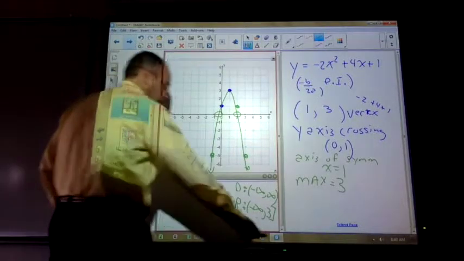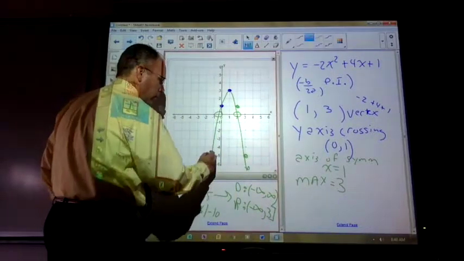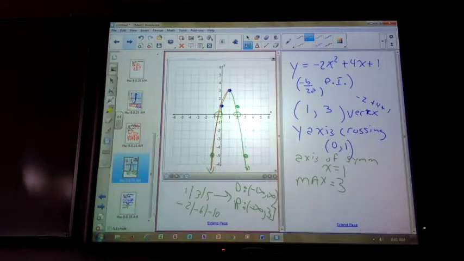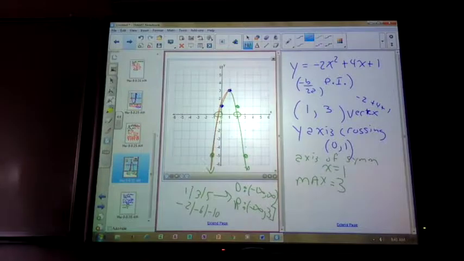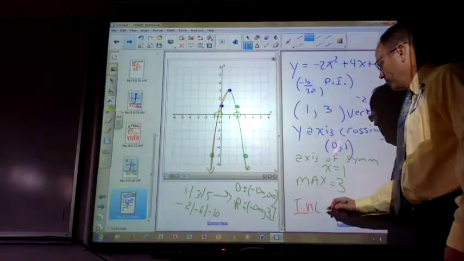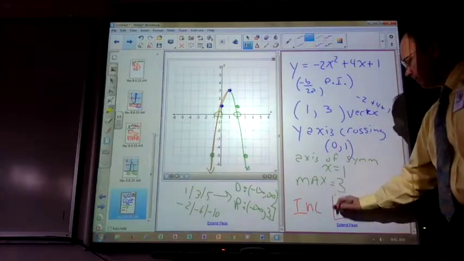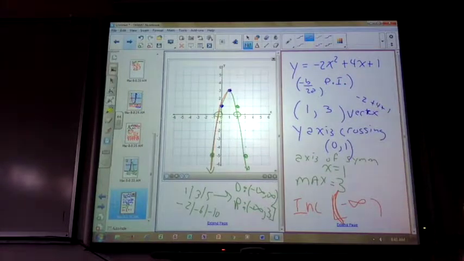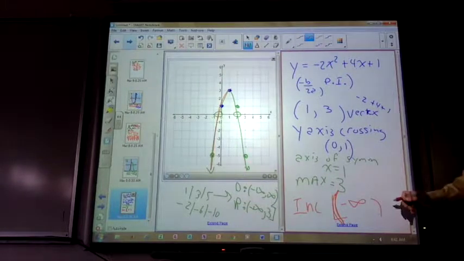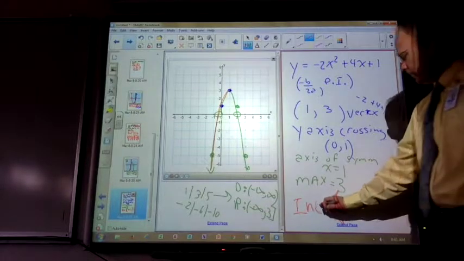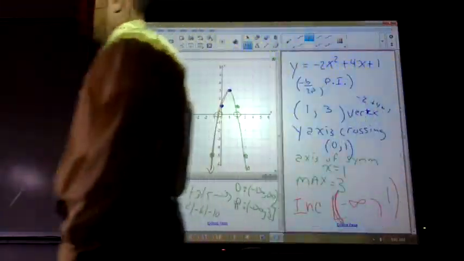Where is this increasing? I'm going to show you here. This is where it is increasing. The red. Where's it coming from? Where's it going to? It's going from, round bracket, negative infinity all the way up to what's the x component of my vertex? Yeah, 1. There's where it's increasing. Wow.